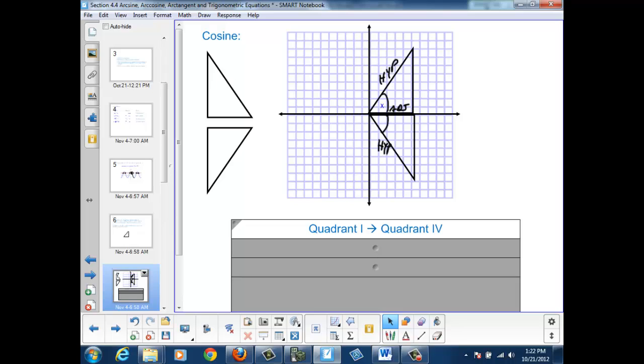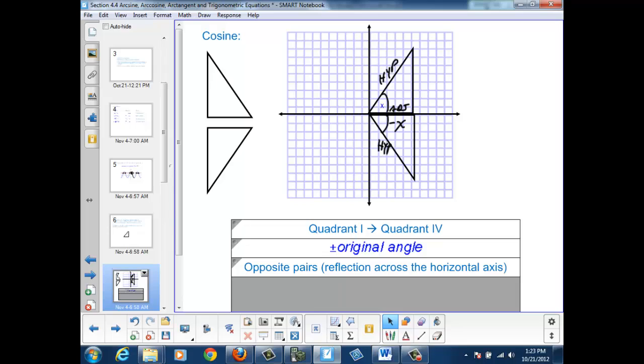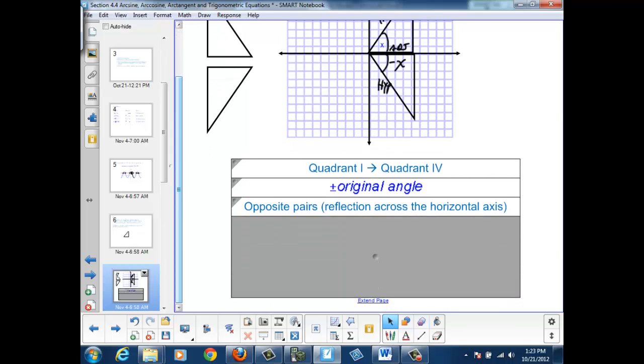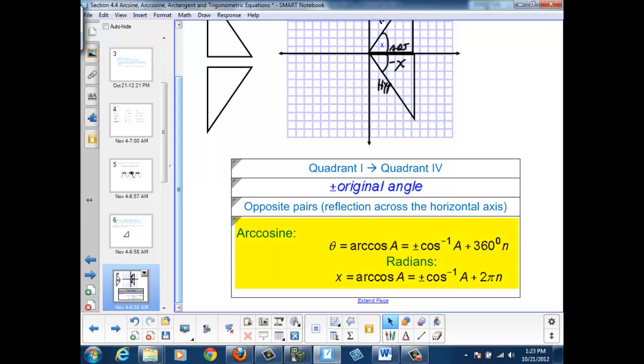The relationship between my first angle, x, and the angle in quadrant 4 would be that they are plus or minus the original angle. So they're opposite pairs. They're a reflection across the horizontal axis. If we want to put that into a formula, here's what it would look like. The arc cosine is plus or minus the inverse cosine, plus any coterminal angles, either 360 degrees or 2 pi, trips around the circle.